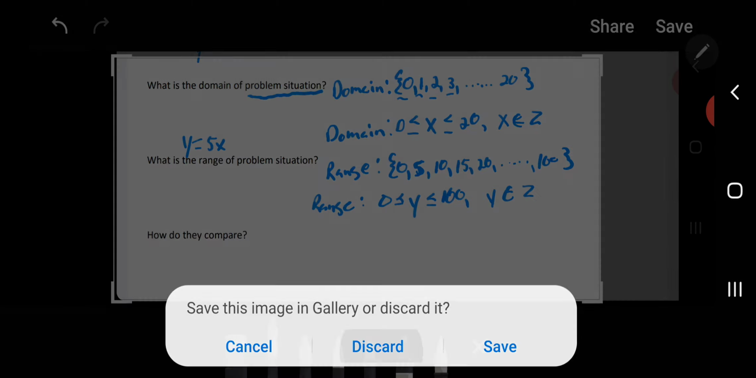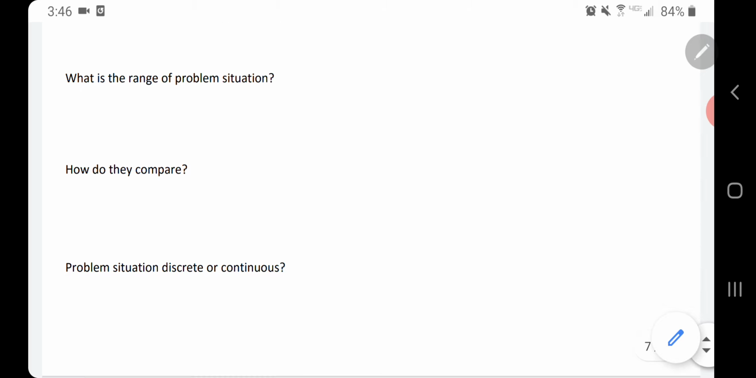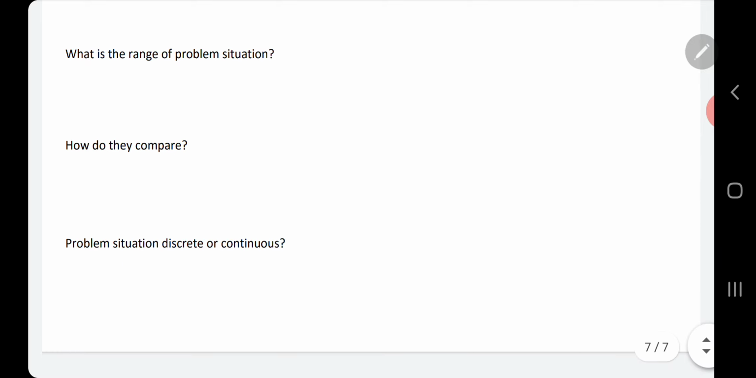Okay, well, looking at that, we're going to answer, how do they compare? Well, we kind of just talked about that. One's kind of like continuous because we can go from 0 to 20 continuously. The other one is not as discrete. So that's how they compare. So clearly our problem situation, if we're answering is it discrete or continuous, it's clearly discrete.